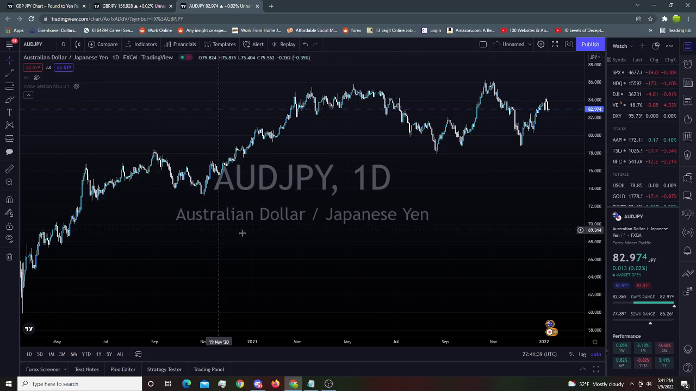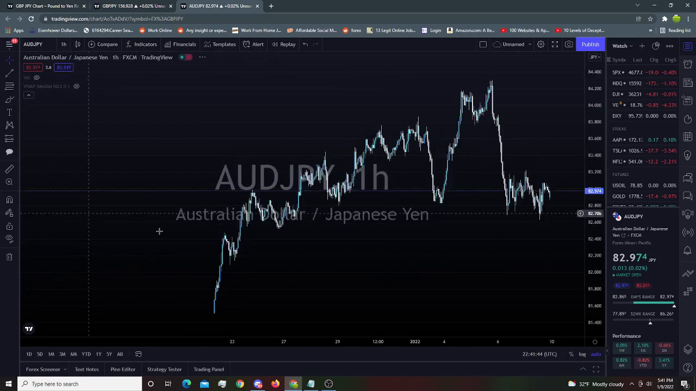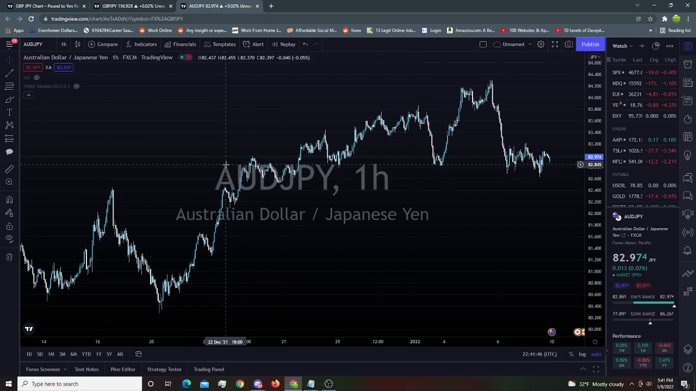Okay, so right now we're on an Aussie Yen pair. I'm going to go down to the hour chart. You can do breakout trading on any time frame. I'd like to do the hour chart, but you can do smaller ones. You can even scalp with this method. So here's basically what it is.